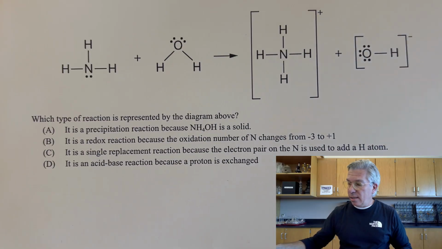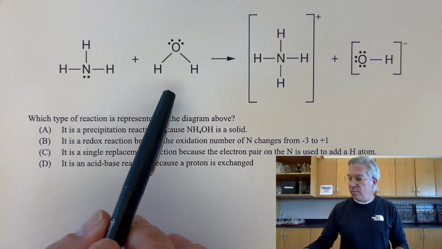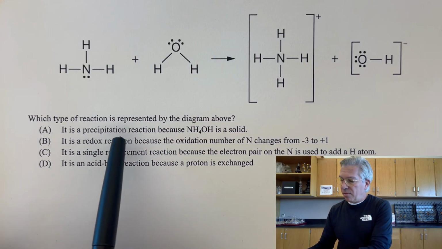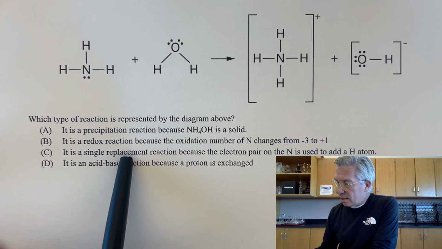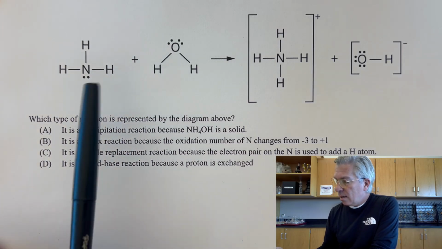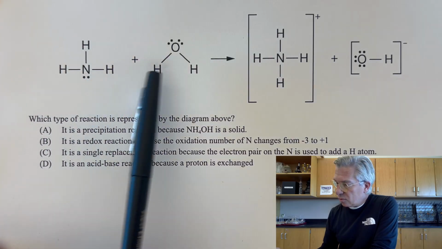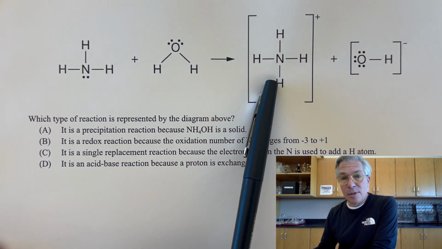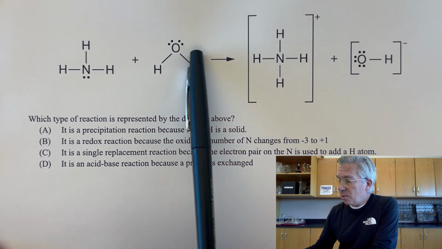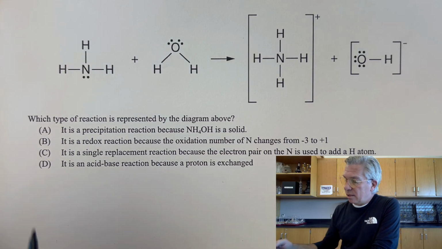Now, you probably know that reactions can be represented in different ways. So here's another one with some Lewis structures. Which type of reaction is represented by the diagram above? Is it precipitation, redox, single replacement, or acid-base? So I'm going to look and say, all right, let's see. I've got NH3, water, and now it's NH4. So the NH3 has accepted a proton, and the water has given away a proton. So that means it's an acid-base reaction because a proton is exchanged.